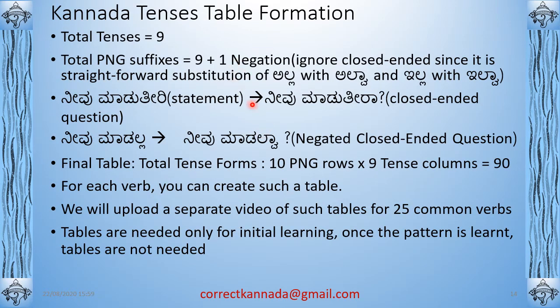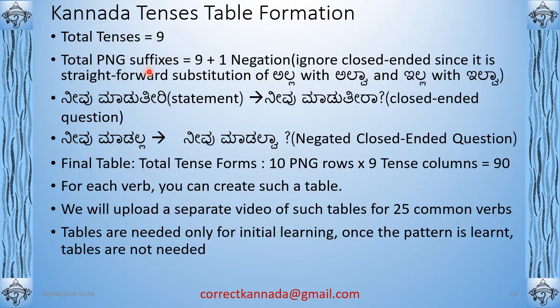Table formation. So if you want to form a table, how will it be? It will be a total of 9 tenses, right? Which are simple present, present continuous, present perfect. That's three. Again, simple past, past continuous, past perfect. Three more, six. Then simple future, future continuous, future perfect. Nine. So that's your 9 tenses.